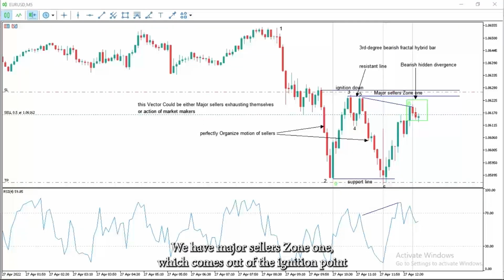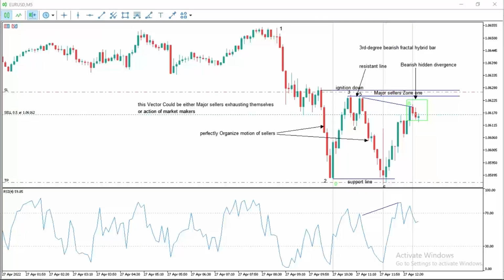3. We have major sellers zone 1, which comes out of the ignition point line of sellers marked as ignition down on the chart, and the horizontal frequency line from vectors 3 and 5. 4. Vectors 2 through 6 seem like a sideways market.